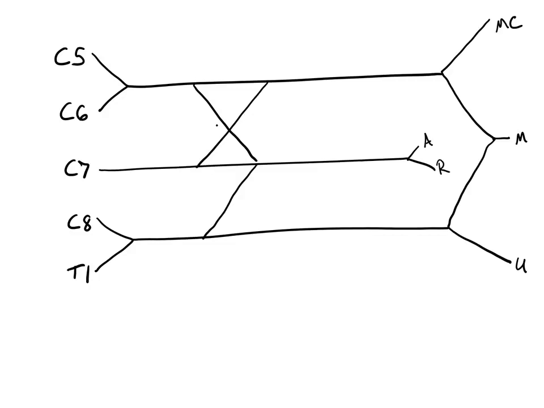Now let's label the cords. The upper cord here is referred to as the lateral cord. The posterior cord again terminates as the axillary nerve and the radial nerve. And here's the medial cord. That means that this represents the superior trunk, the middle trunk, and the inferior trunk.